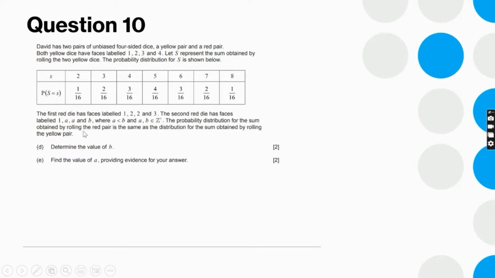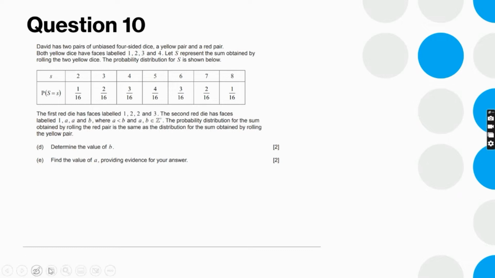So now you have another set of dice, 2 red dice, and the first die has faces 1, 2, 2, and 3, and the second die has faces 1, A, and B. So you're supposed to figure out what A and B represent by looking at the probability distribution of the 2 yellow dice. And basically, the probability distribution of the 2 red dice is the same as the distribution for the sum obtained by rolling the yellow pair.